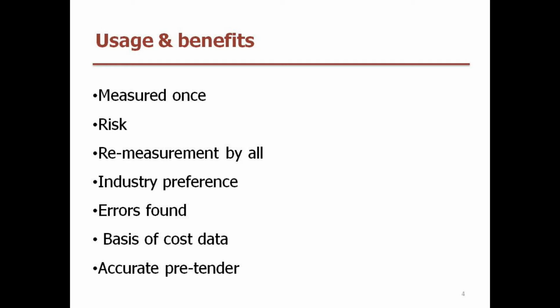An industry preference. There's a lot of confidence in some ways with a bill, that's what it is, and it clearly scopes all those contract documents. If there's any errors found, it can be easily adjusted. You don't have to actually go through and look at all the details of the drawings and the specification again.